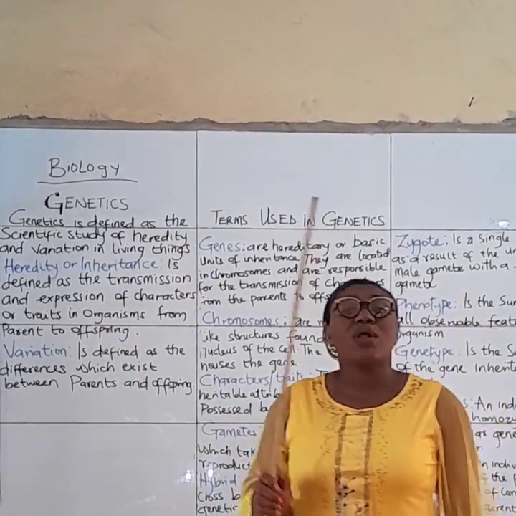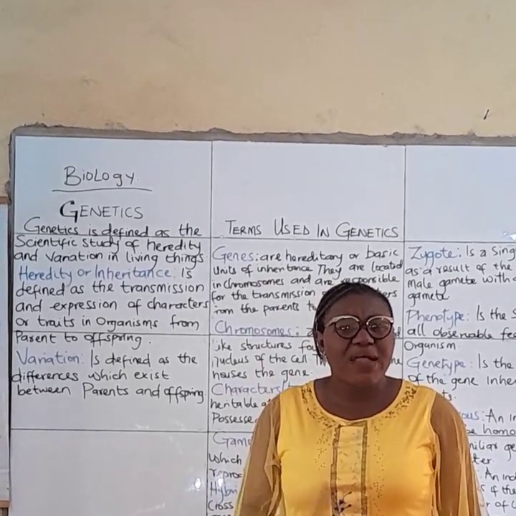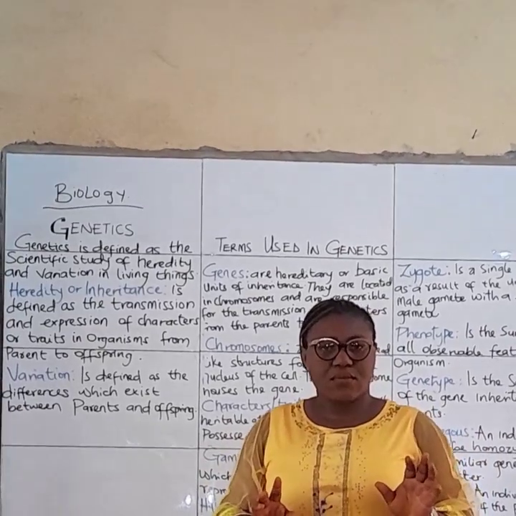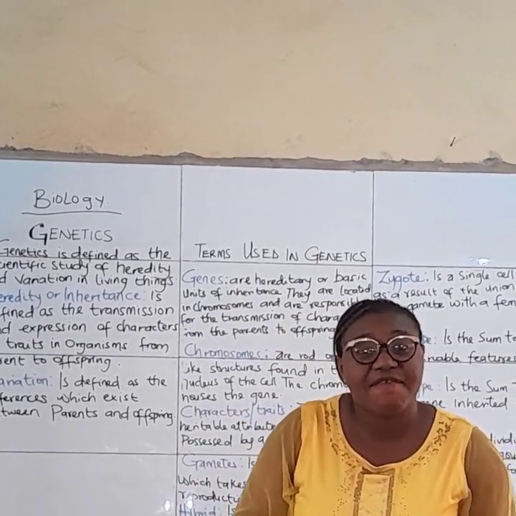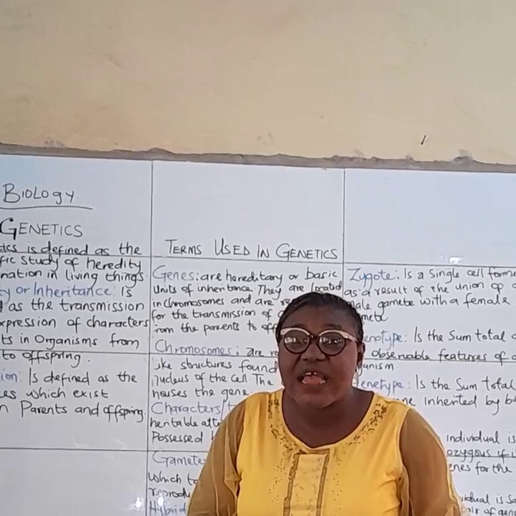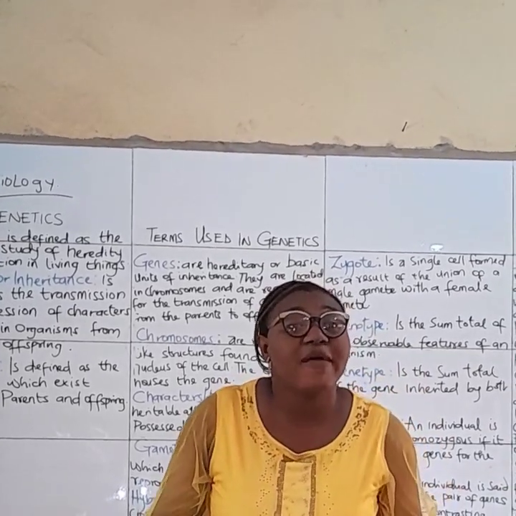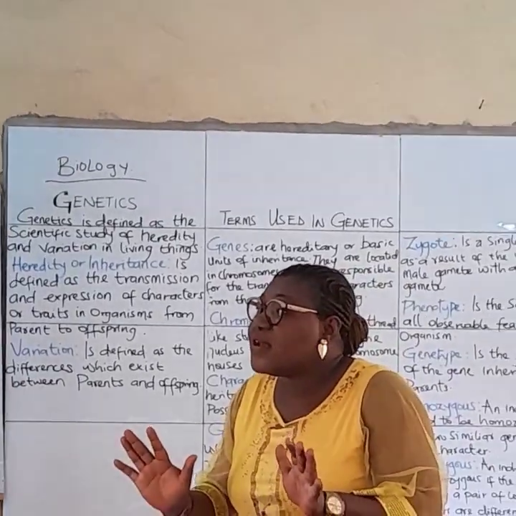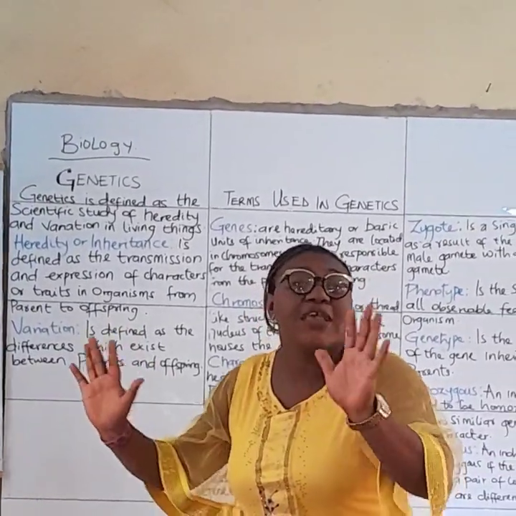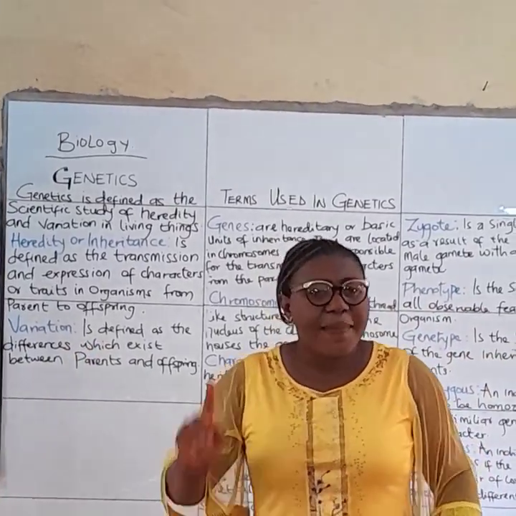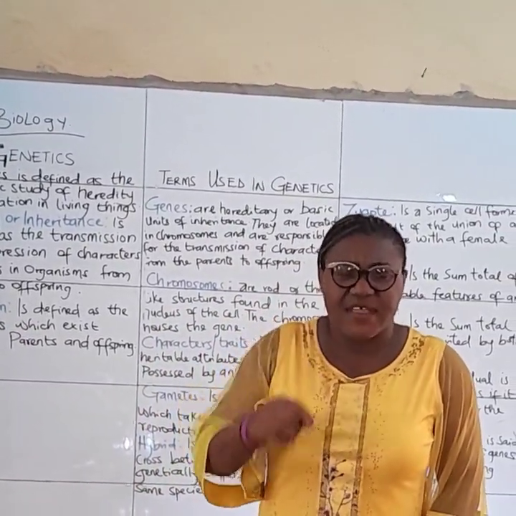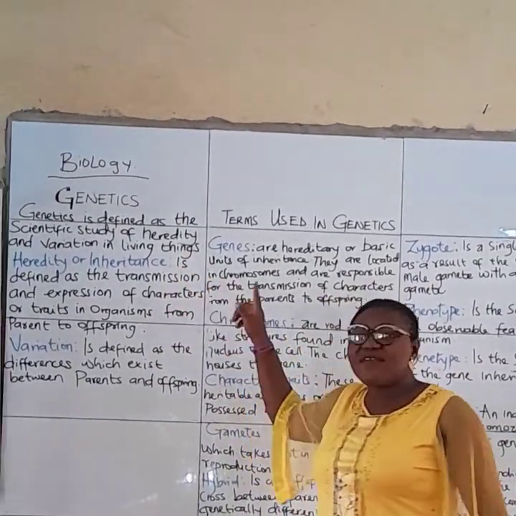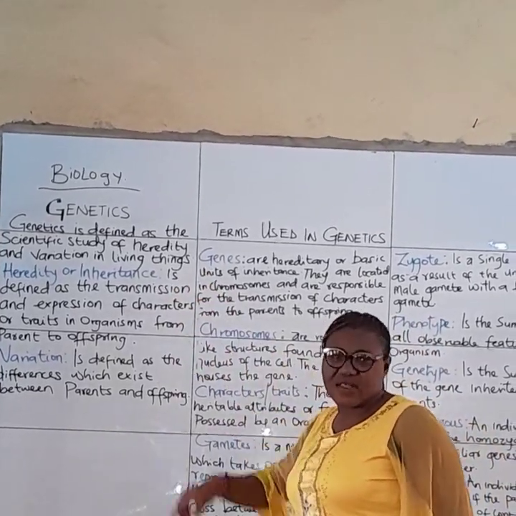Remember, when we talked about living things, we are talking about those things that have life in them. Plants have life in them. If they do not have life in them, they will not germinate and they will not bear fruit. Some students, when you ask them to list those things that have life in them, will keep mentioning animals. No, plants also have life in them. Back to what we are saying: the scientific study of heredity and variation in living things.